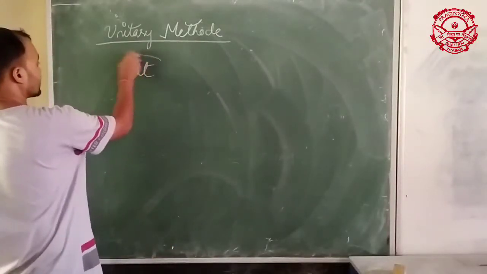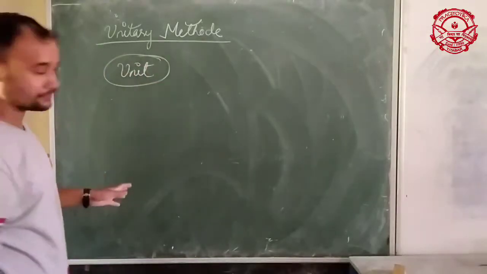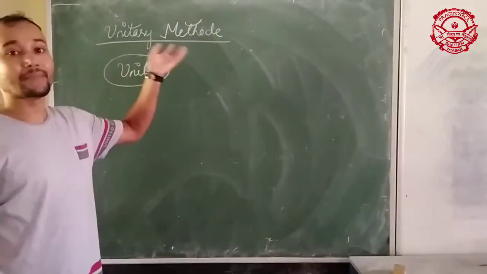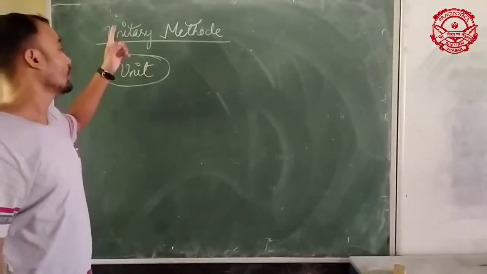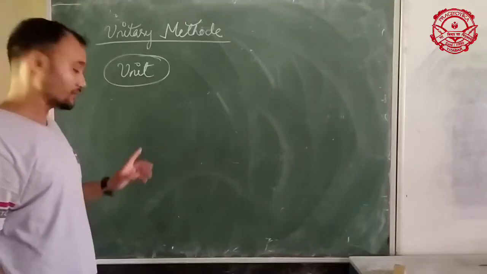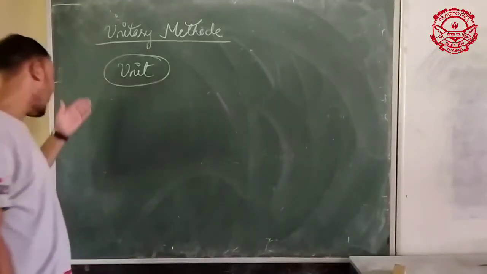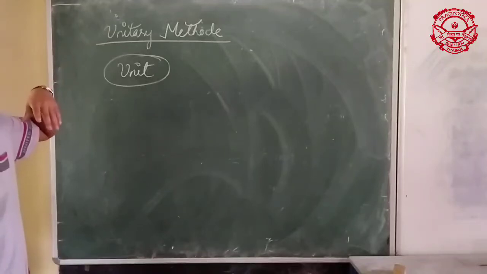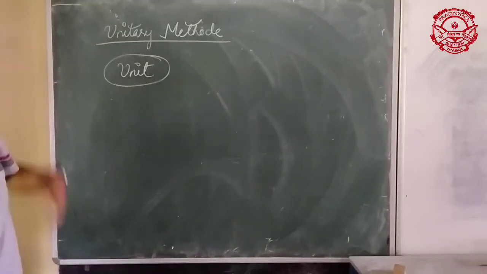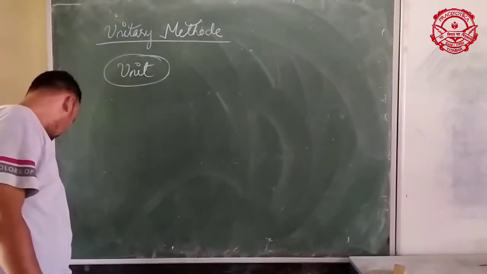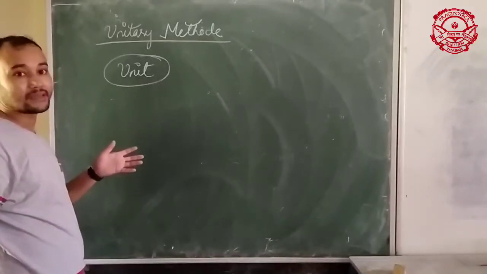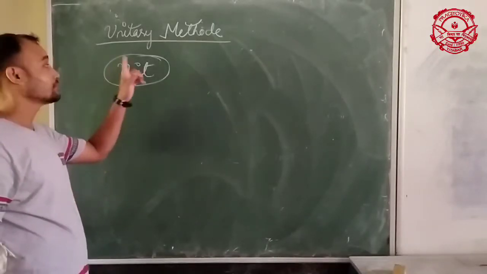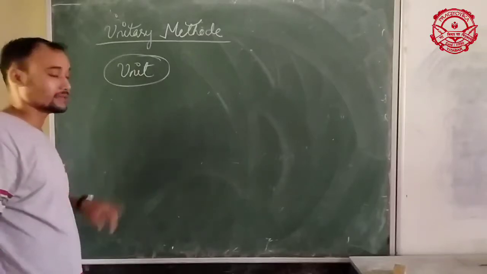Okay, unit. If we employ a particular method in which we calculate the value of the unit quantity, one quantity, then that method will be known as unitary method. By definition, it is the method of finding the value of a required number of quantities. At first, we find the value of the unit quantity, which is one quantity.